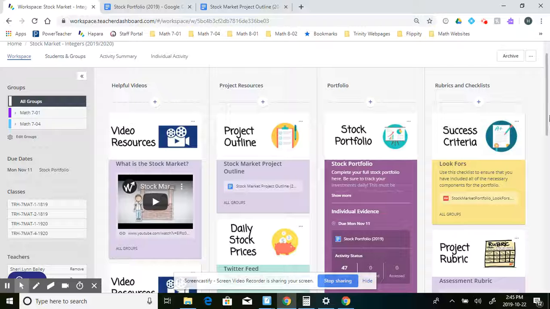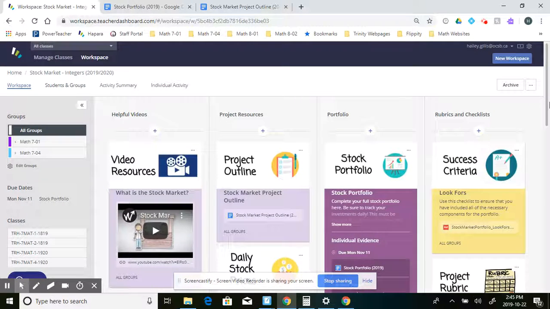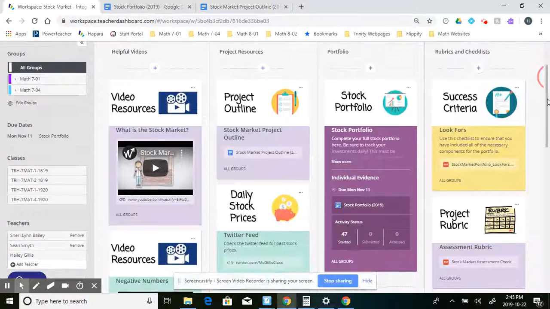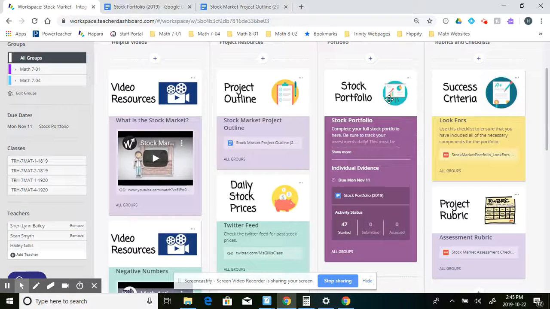So first thing you need to open up is your workspace for your stock market integers project. Inside the workspace, you'll have absolutely everything you need for this project. We're going to be focusing on the stock portfolio. That's what you actually hand in for the project. The outline will help you get initially set up with your stocks, and then the daily stock prices will help you track your stocks from day to day.